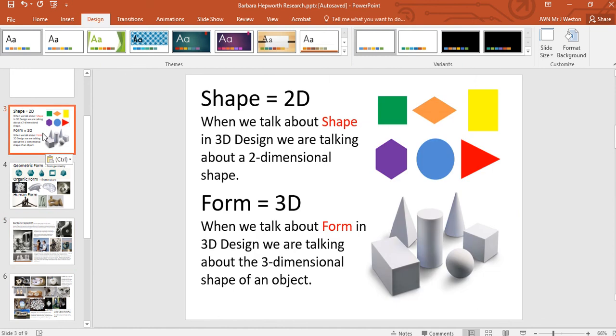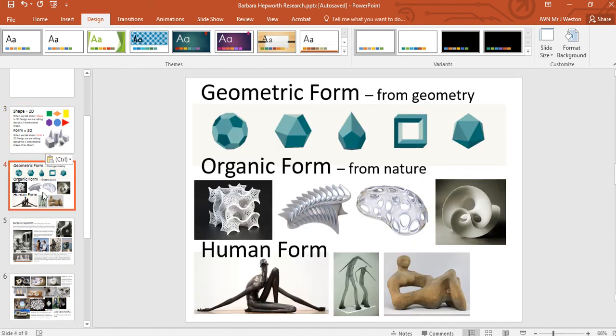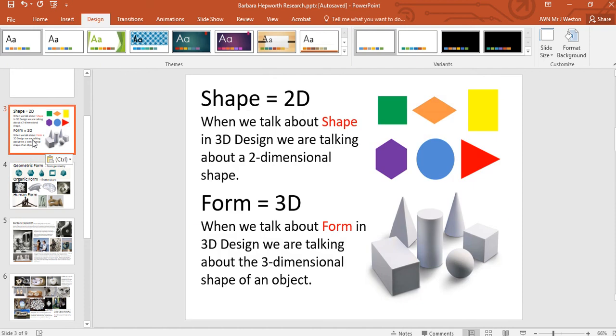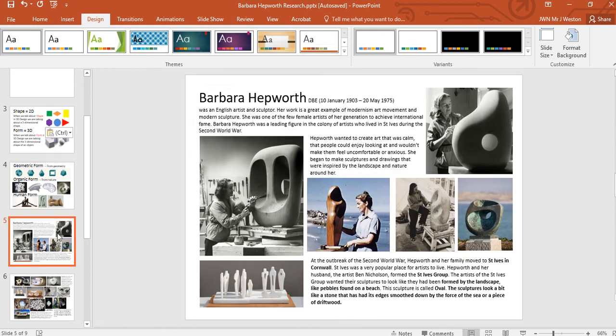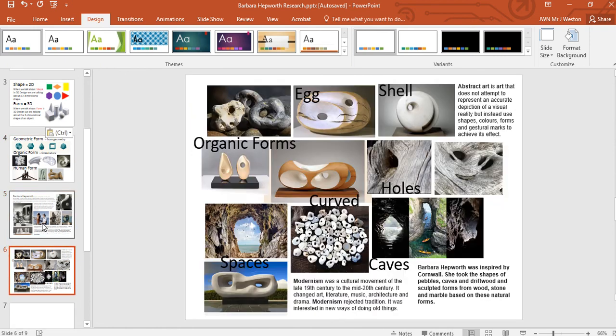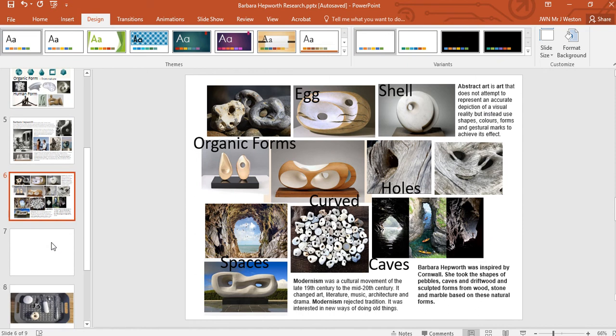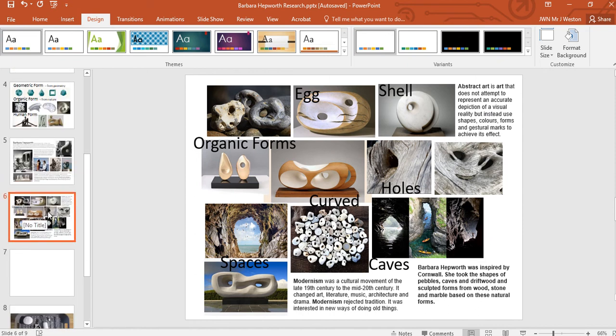Okay, I don't want you to do these two slides. These two slides are just for me to talk a little bit about 2D, 3D forms and geometric, organic and human forms. So you don't have to do those. Just want you to do slides 5 and 6. So just two slides of research. And that's it for the first part of this project. Good luck.